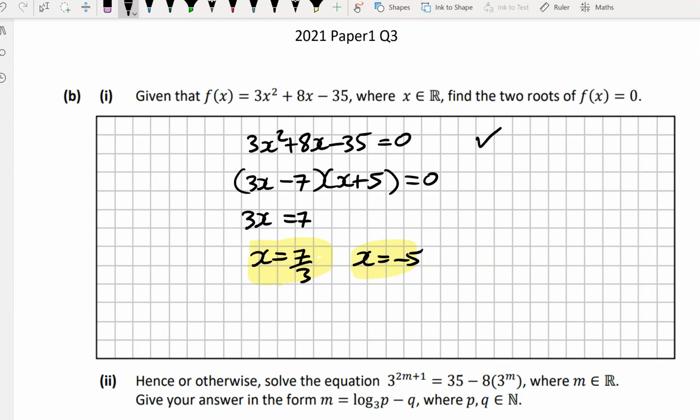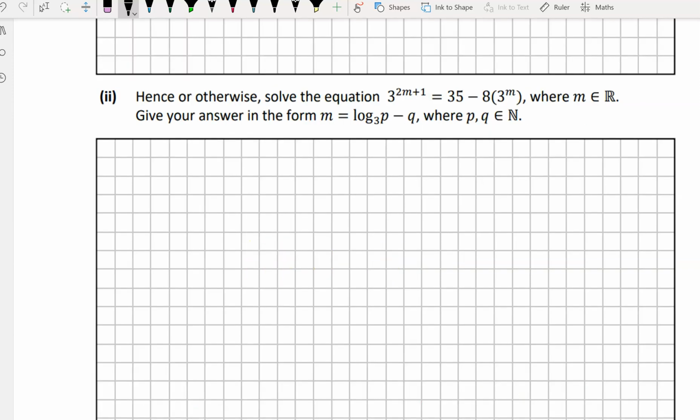Let the function equal 0. Factorize the function. Solve the function. You could also use minus b. Or otherwise solve the equation.